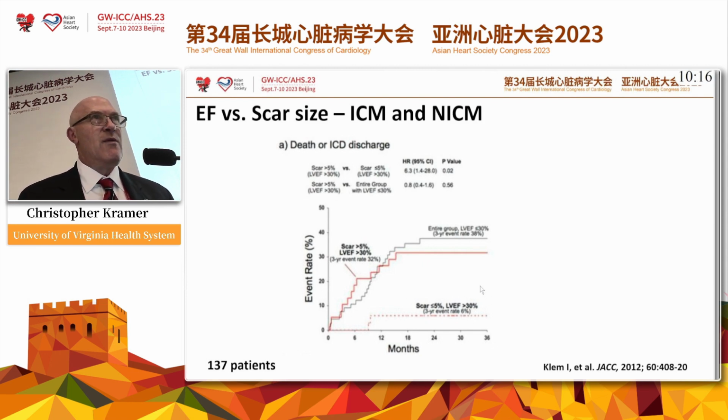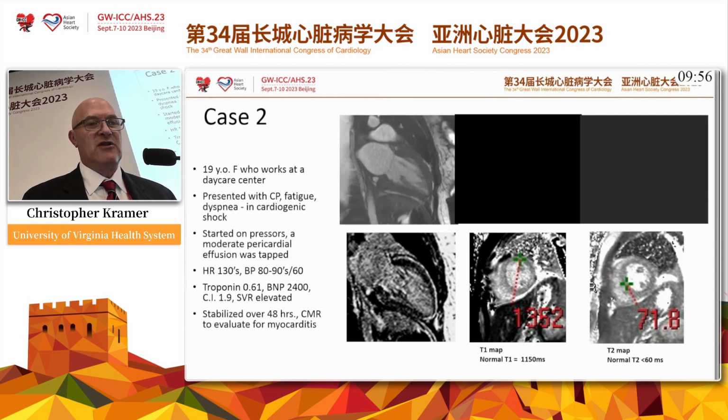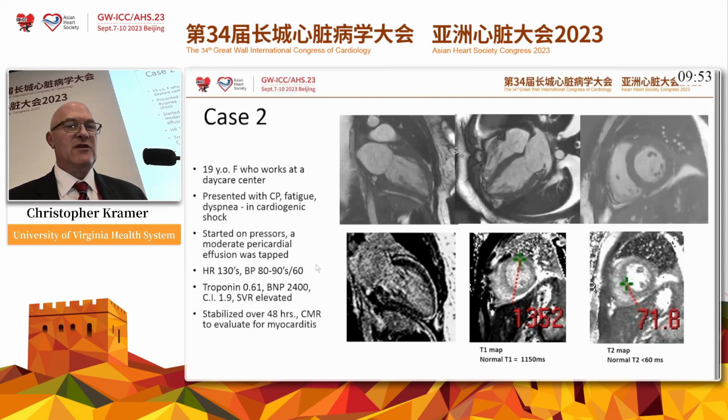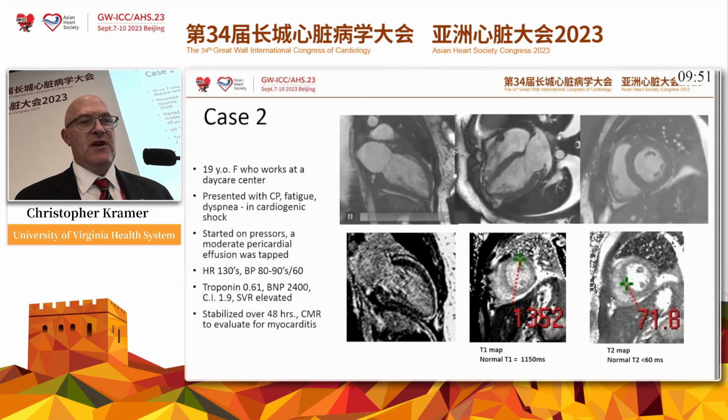So the presence of scar burden more than 5% of the left ventricular mass is an important predictor of ventricular arrhythmias and death. And there are ongoing larger studies to determine whether scar burden is a better predictor of ventricular arrhythmias than left ventricular ejection fraction. So moving on to non-ischemic cardiomyopathies, here's another case.